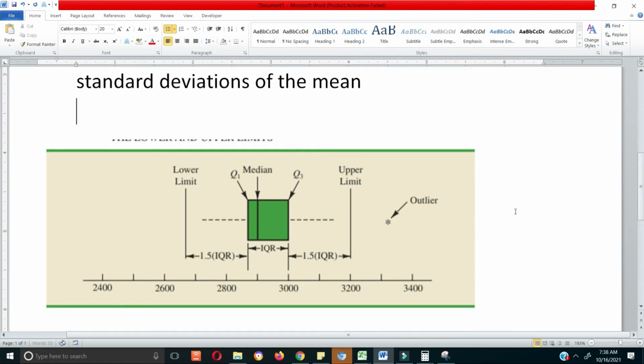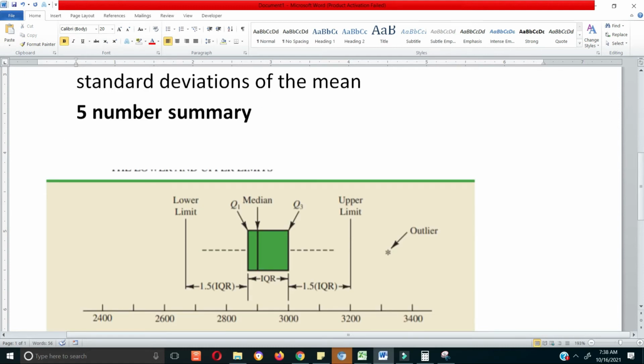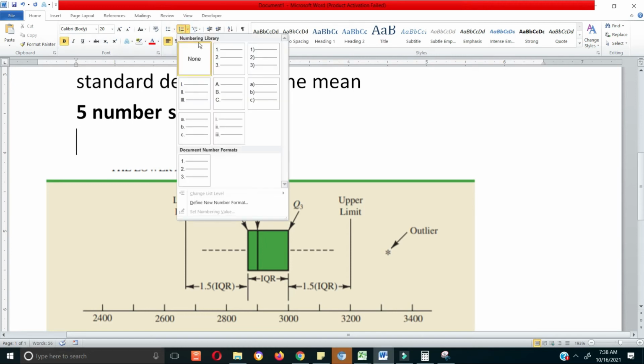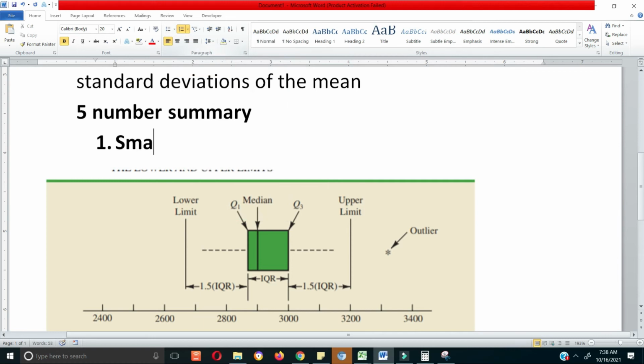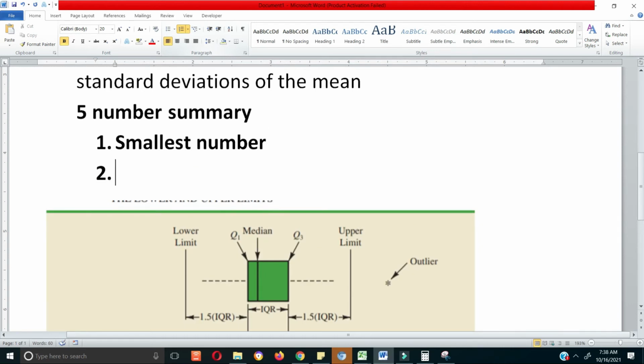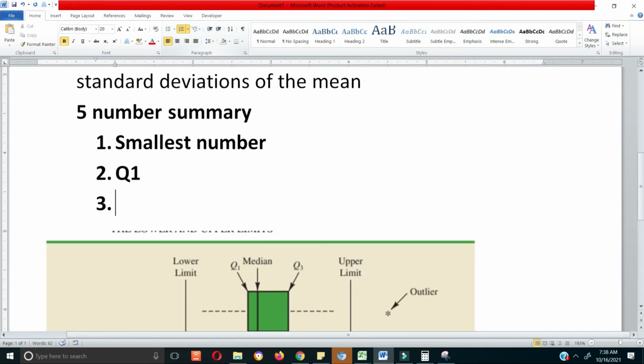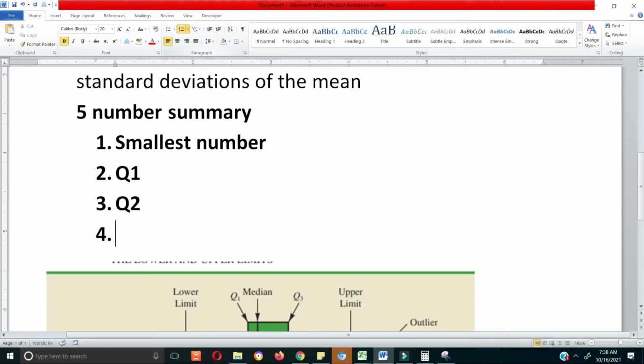An alternative approach is to use the 5-number summary. You do this in conjunction with box plots. For the 5-number summary, you want to have, first of all, the smallest number or the lower limit. Then you want Q1, Q2, Q3, and then the largest number.